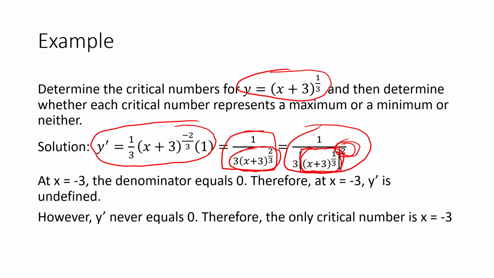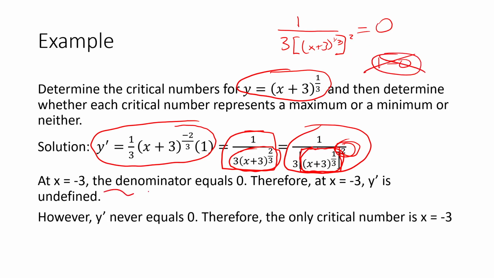what I would say is that this first derivative right here, that first derivative can never equal 0, because if 1 over 3 times x plus 3 quantity to the 1/3 and then quantity squared, if that whole expression was to equal 0, then multiplying both sides by the denominator would mean 1 is equal to 0, and that can't happen. So clearly y prime never equals 0, this part right here. Y prime never equals 0.